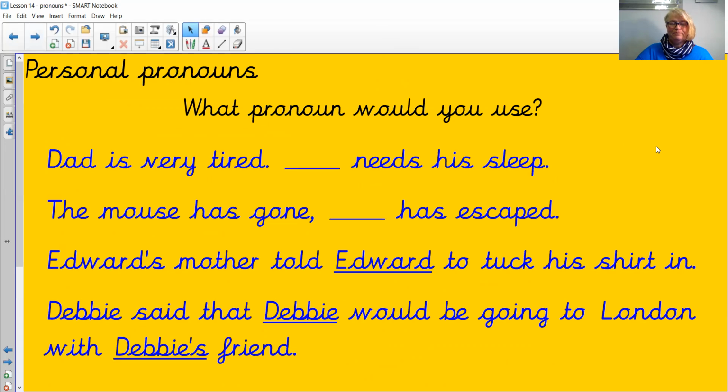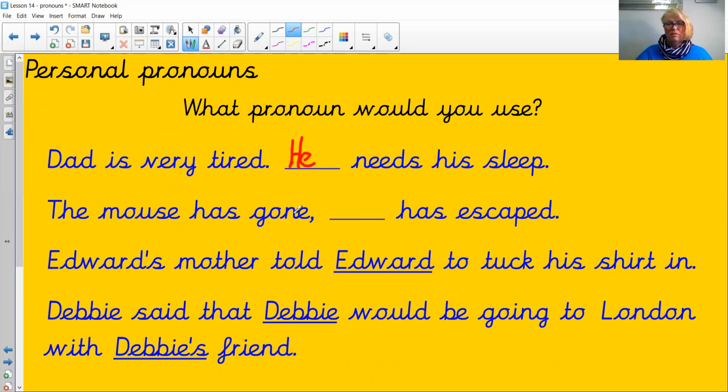Let's move on. So with the personal pronouns, what pronoun would you use here? Dad is very tired. Hopefully you have said he. We know Dad is male, he's masculine, and therefore he needs his sleep. There's only one of him.